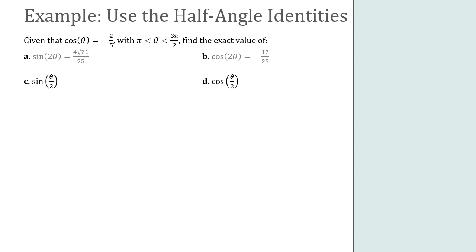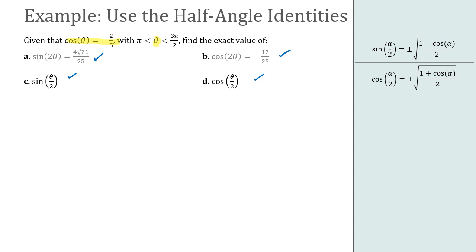All right, let's try an example. In this example, it's actually a continuation of an example that we did earlier. We are given that the cosine of theta is equal to negative 2/5. I'm just going to highlight that because I think that's going to be useful to us here in just a second. We're also told that theta is between pi and 3 pi over 2. So we knew that theta was in the third quadrant. And what we were asked to do earlier was to find the double angle, so the sine of 2 theta and the cosine of 2 theta. Now we want to find out the half angles, both the sine and the cosine.